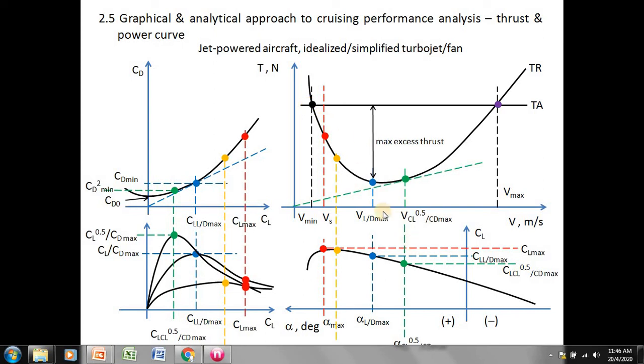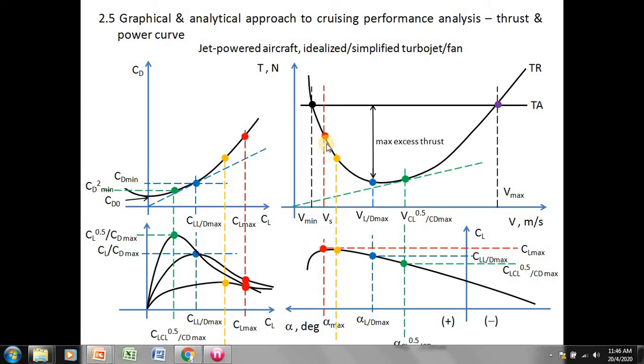So if it happened that your stall speed is higher than minimum speed, then your minimum speed is determined by whichever of these two is higher, because you cannot fly lower than stall speed. So in this case, since the stall speed is higher than minimum speed, the minimum speed is actually the stall speed, because this is a limitation of your wing.